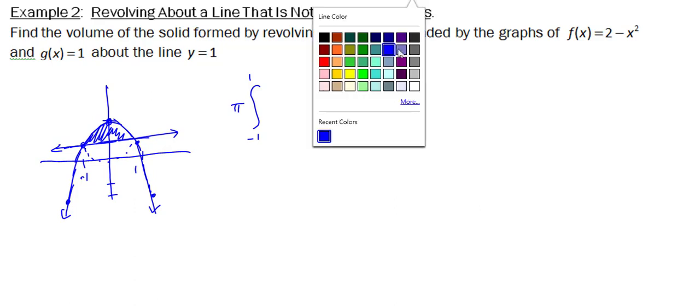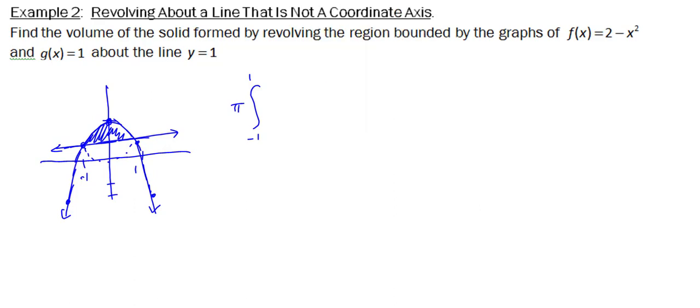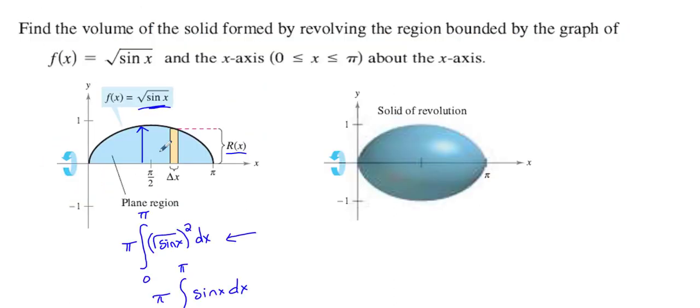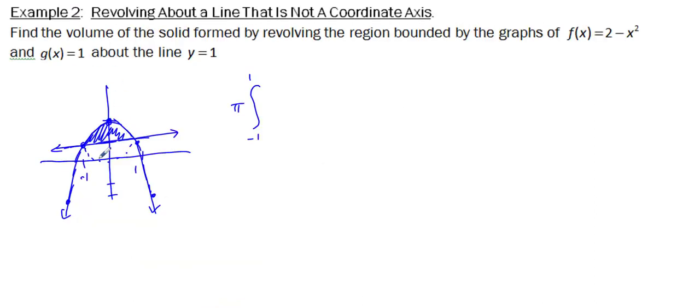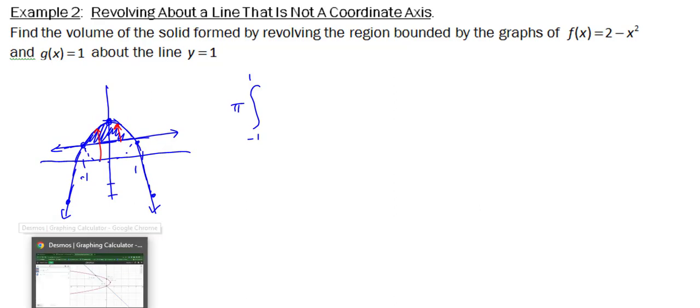Now here's the problem with this problem. The radius is the distance from the axis of revolution to the curve, right? Before, over here, the x-axis was the axis of revolution, so it's just the height of the function. But the height of the function is this distance. However, we got to get rid of this distance. So how would we create this capital R, which is the radius from the axis of revolution to the function?